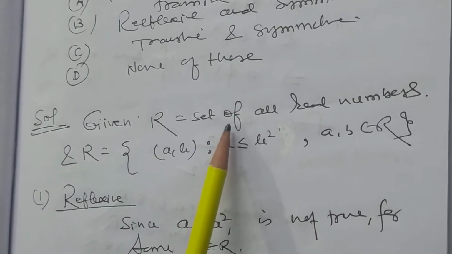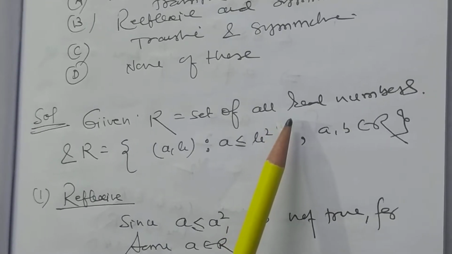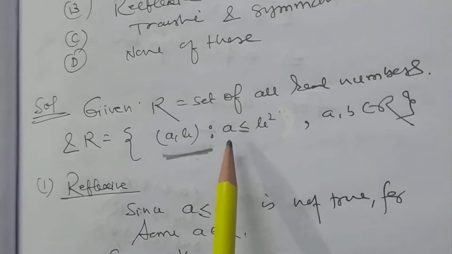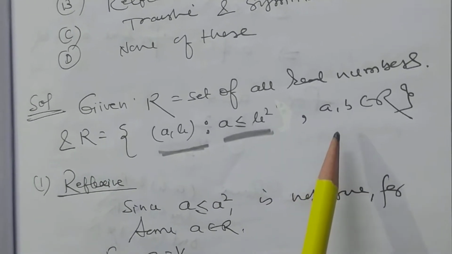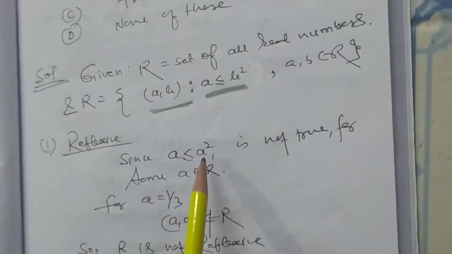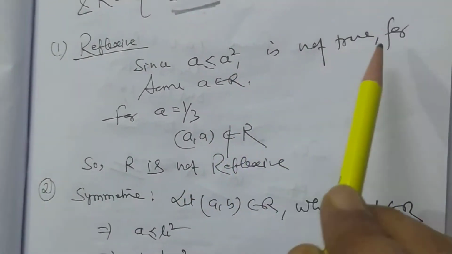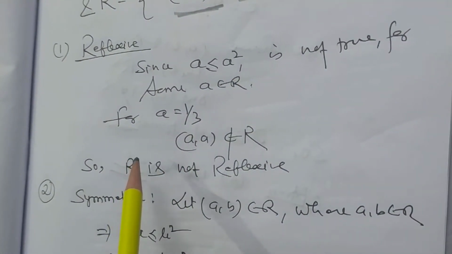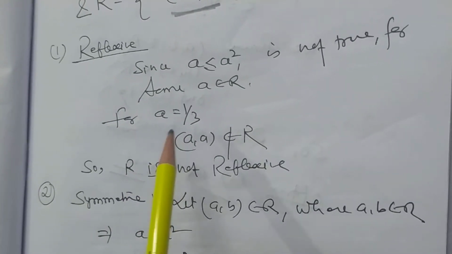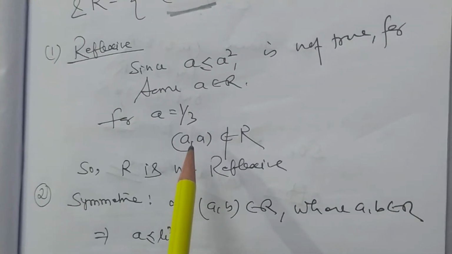Given R is a collection of elements of the set of all real numbers. So R is equal to the collection of elements (A, B) such that A is less than or equal to B squared. Now reflexive: A is less than or equal to A squared is not true, for A equal to 1/3, so its image will not belong to R.